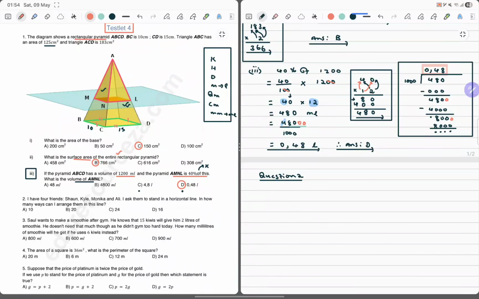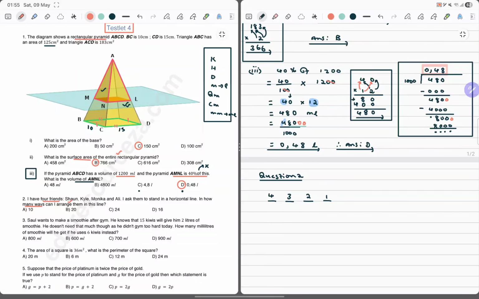Question 2 says, I have 4 friends, okay? Sean, Kyle, Monica, and Ali. I asked them to stand in a horizontal line. In how many ways can I arrange them in this line? So this is the fundamental counting principle. So we've got 1, 2, 3, 4 people. Now out of 4 people, how many options do I have for the first position? I have all 4. But once I put down 1, I'm going to have 3 for that position, and then 2, and then there will be the remaining 1 for the last position.